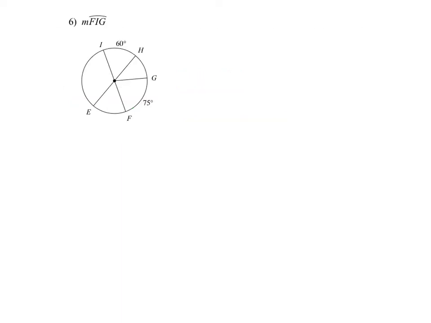Now arc FIG. So I'm going in this direction. As you can see, the only part that is not included in this arc is arc FG. So that means the measure of arc FIG equals 360, that is the whole circle, minus 75, that is the part that is not included. So this is 285 degrees.